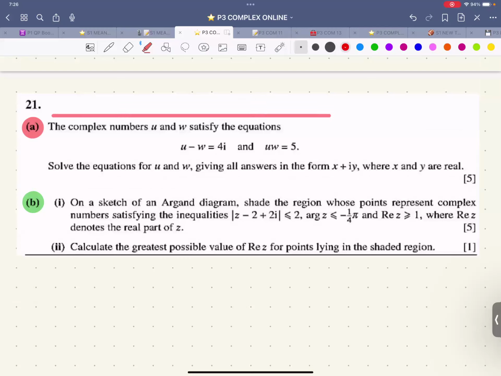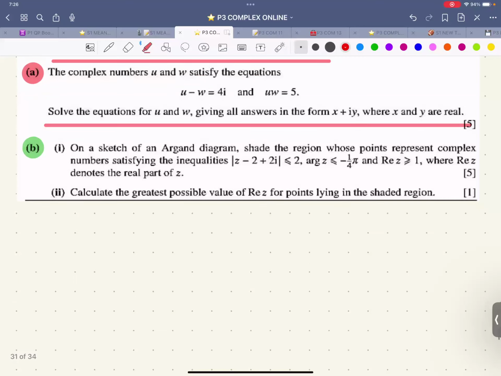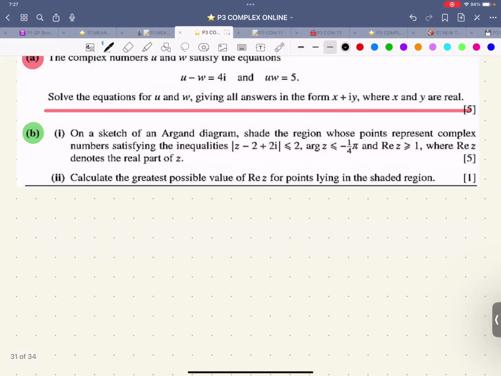It says the complex numbers U and W satisfy these 2 equations. Solve the equations, giving all answers in the form x plus yi, where x and y are real. So first of all, I'll write U minus W is 4i. That is equation number 1. And this is UW equals 5. That is equation number 2.